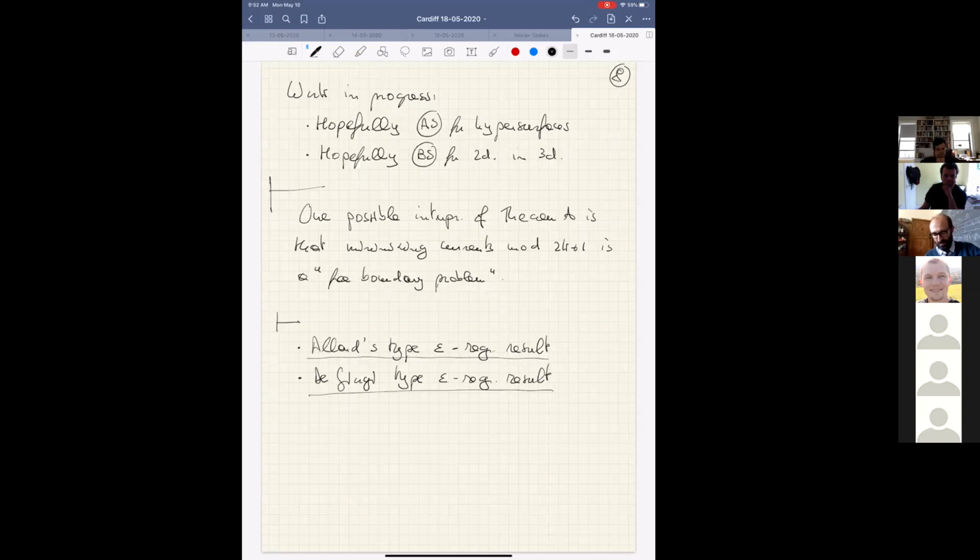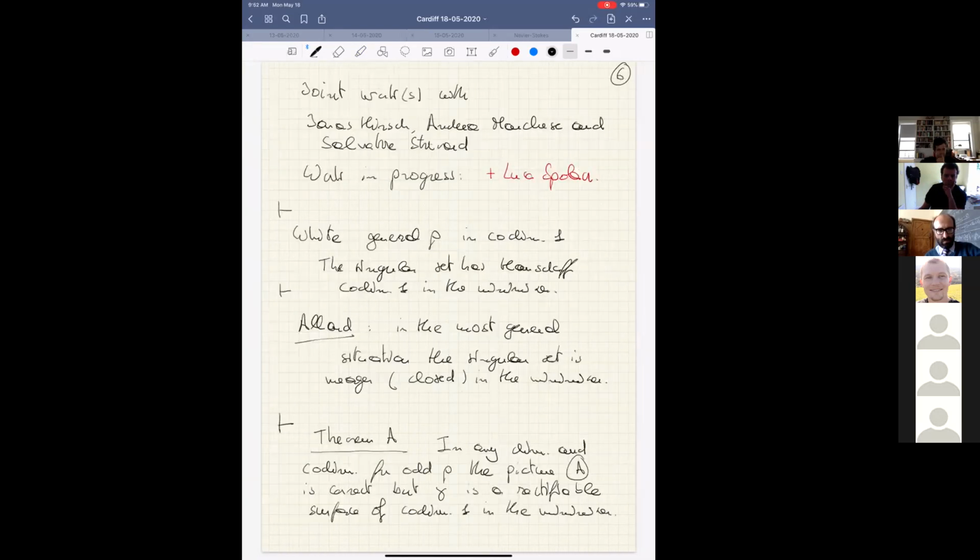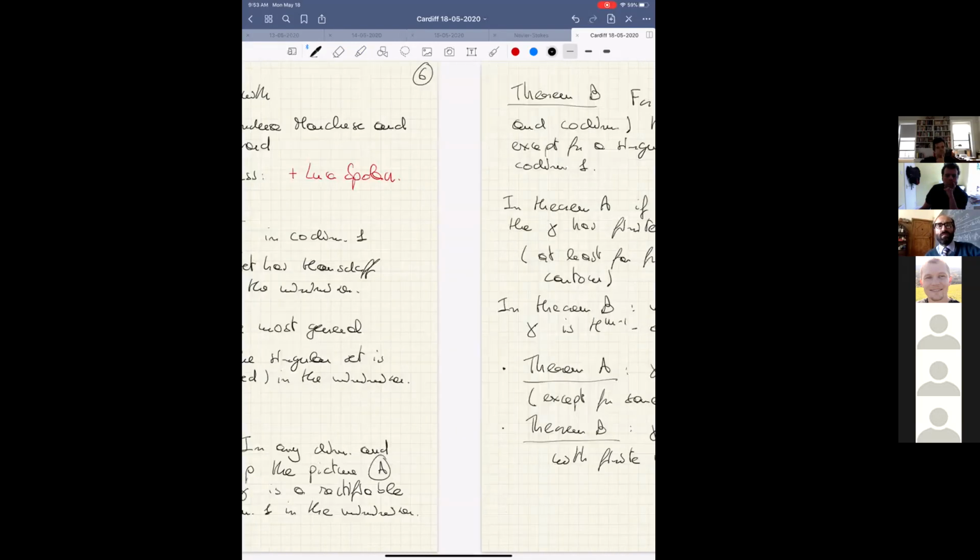So now it occurs to me that I cited one of the theorems incorrectly. I gave this theorem to Brian: for general P in codimension 1, the singular set has Hausdorff codimension in the minimizer. So wait a second, this was actually wrong. Of course, this was not for general P, but for general odd P. And in fact, I will now explain why for odd P, this theorem is much easier than for even P. Okay?